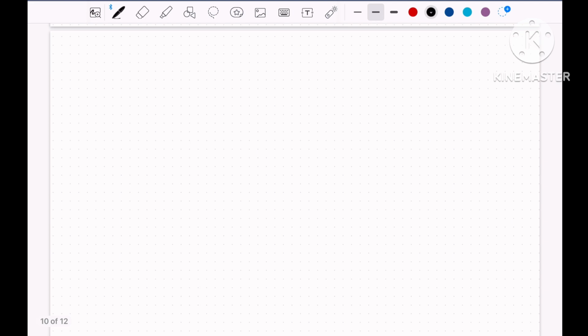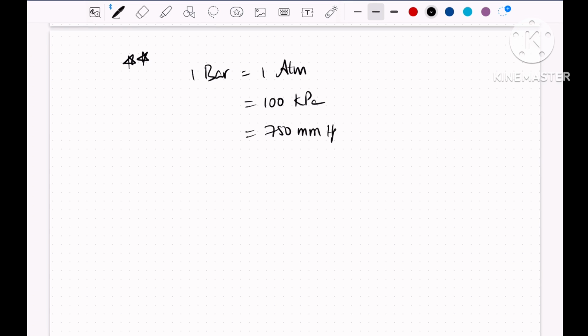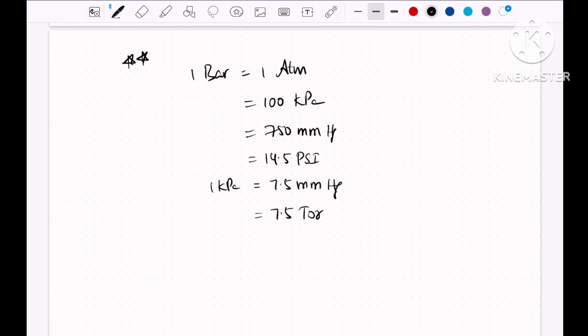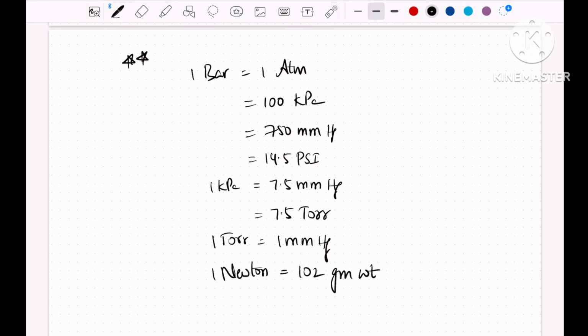Some important conversions to remember in this topic are 1 bar is equal to 1 atmosphere, that is equal to 100 kilopascals or 750 mm of mercury or 14.5 pounds per square inch. 1 kilopascal is equal to 7.5 mm of mercury or 7.5 torr, because 1 torr is equal to 1 mm of mercury. 1 Newton is equal to 102 gram weight. 7.5 mm of mercury is equal to 10.2 centimeters of water.